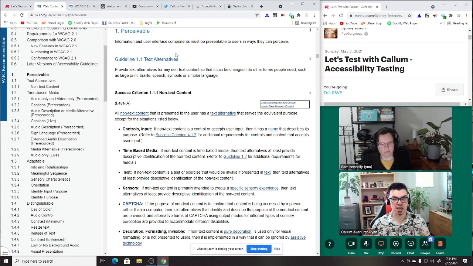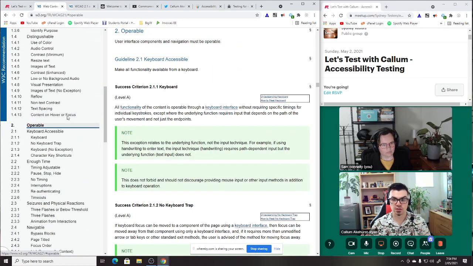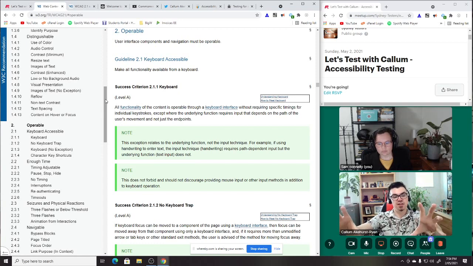The next section is how operable is it? So how can I use the stuff that's there? Is there one way of doing it? Do I have enough time to do it? Can I use a keyboard to do it? So this is the operability. So can I perceive it in the first place? Can I interact with it in another place?